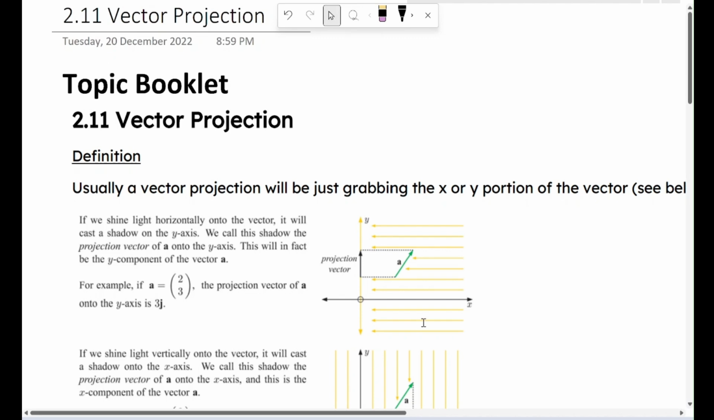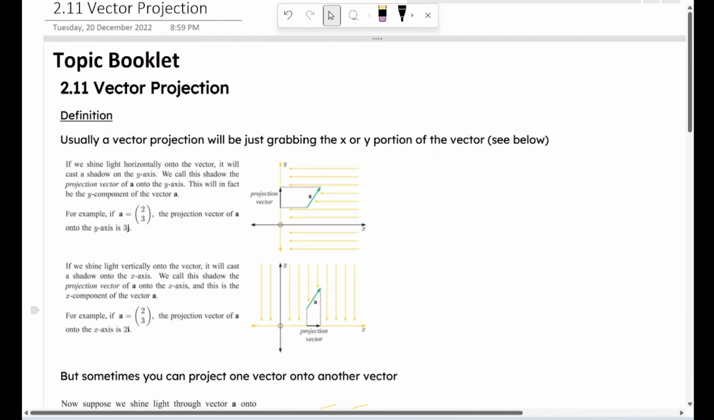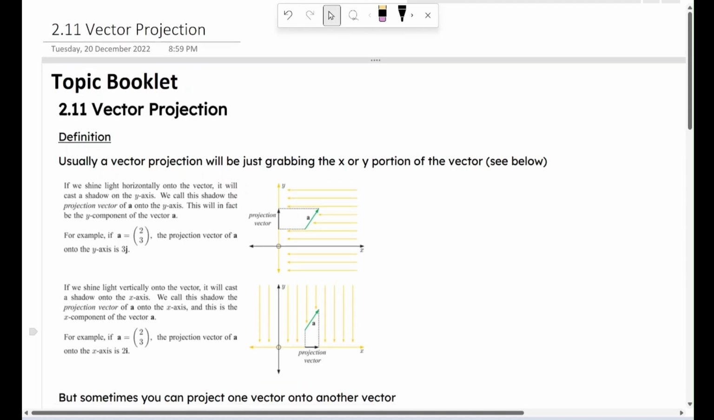Okay, in this video we're looking at vector projection. Now this can be one of the more confusing parts of vectors, but if you follow the formulas you'll usually get the right answer. I want to talk briefly about what vector projection is.